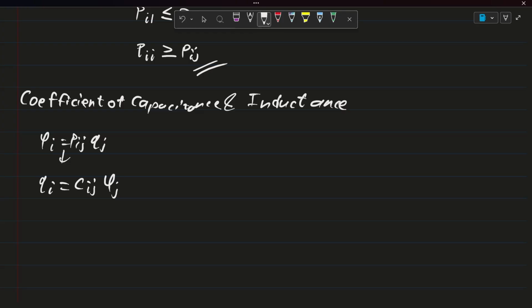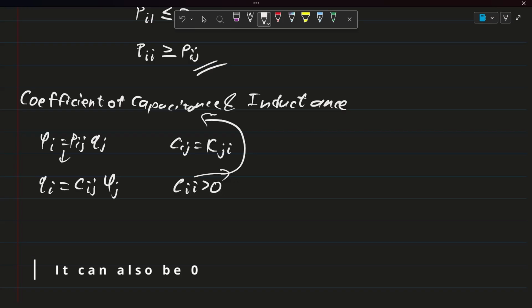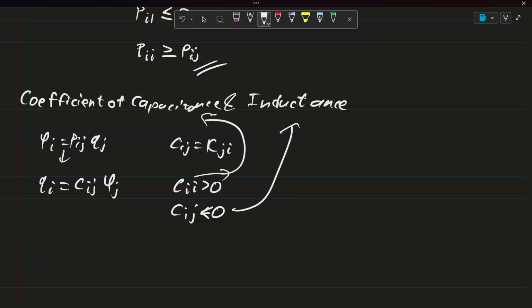Now doing the inverse will give you certain properties. First, Cij is still the same thing as Cji. Second of all, Cii is greater than 0, and this is what we call the coefficient of capacitance. But if you know about linear algebra, if the diagonals of your matrices are all positive, the off diagonals have to be negative. So therefore, Cij is less than 0, and this is the coefficient of inductance.